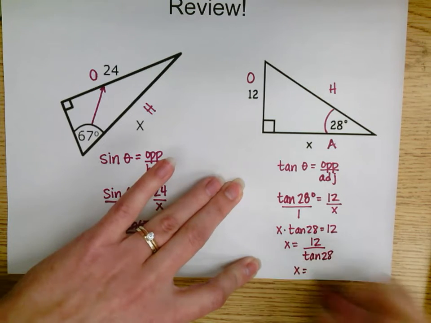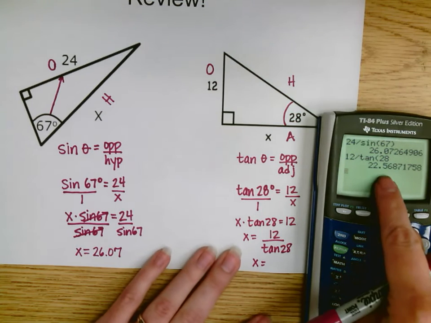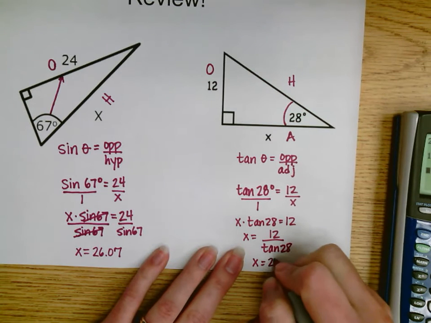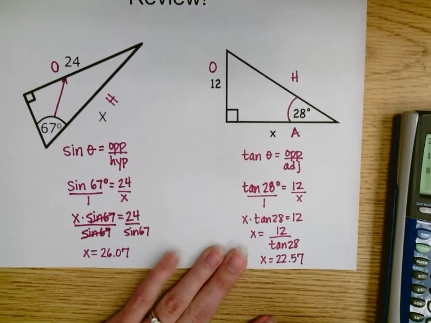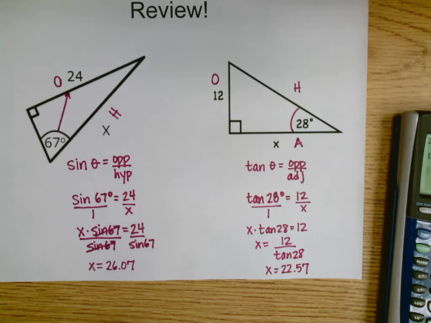So let's pop that in the calculator. 12 divided by tangent 28. 22.57-ish. Again, that's a side length, so it could be feet, could be inches, could be miles. We don't know what it is, but that is the side length for our adjacent side.